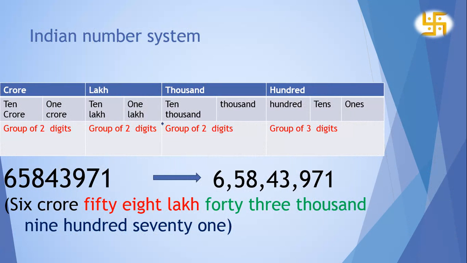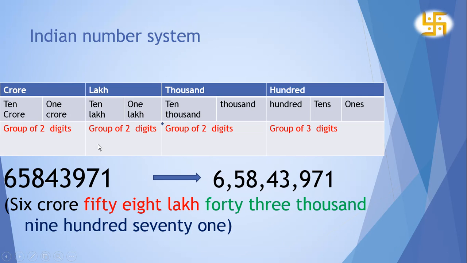Let's take another example. 65843971. First is the group of 3, so place a comma after 3 digits. Second is the group of 2, place a comma after 2 digits. Next is the group of 2, so place a comma after 2 digits.